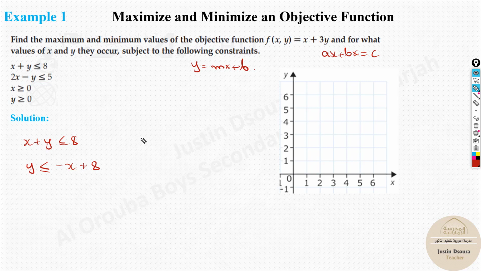Now, what about the next one? Similarly, we have 2x minus y. Now, this is important. Minus y less than or equal to 5. Let's not move this y to the other side. Yes, it'll become positive, but it will move to the right side and it'll be a bit confusing. So I'll leave this here and move this to the other side. So it'll be minus y less than or equal to minus 2x plus 5.